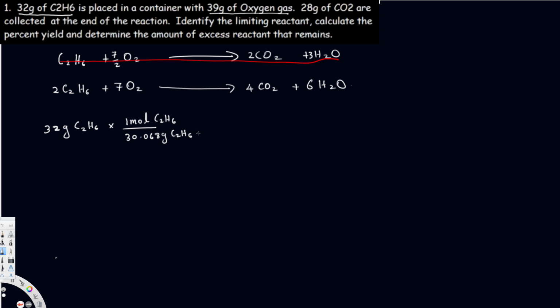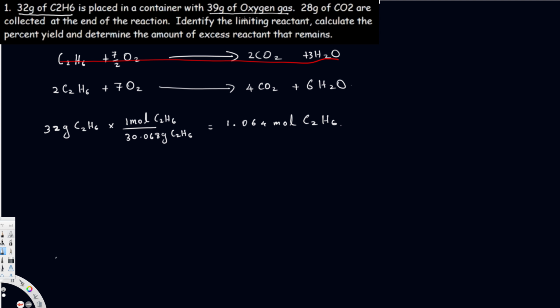After we calculate the mole, first we are trying to calculate the mole, right? So let's calculate this one. This gives us 1.064 moles of C2H6.